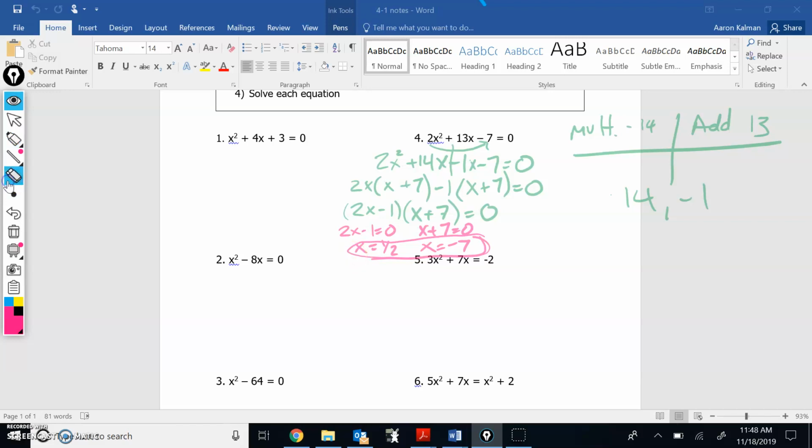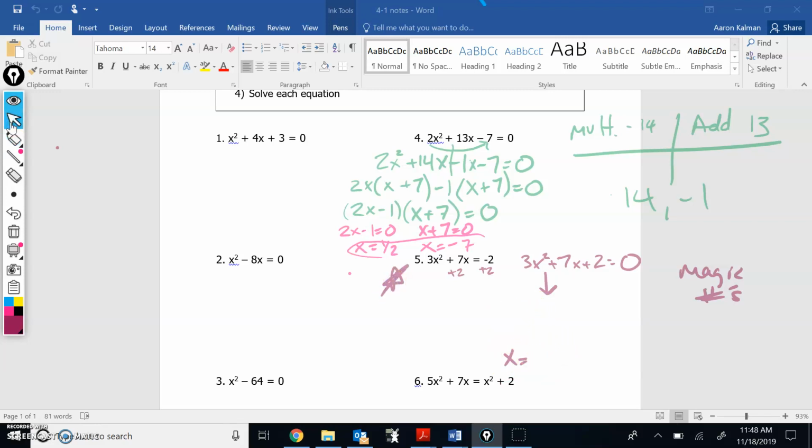Let's do number 5. What's weird about number 5 is it's not already set equal to 0. So let's set number 5 equal to 0 first. By adding over 2, now it is 3x squared plus 7x plus 2 equals 0. Now we can factor this. I'm going to leave this up to you to try to factor to find your magic numbers, and then do your grouping, and then set your two factors to see what x equals at the end.